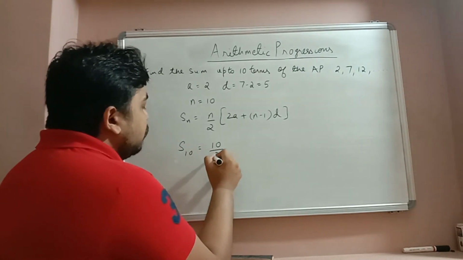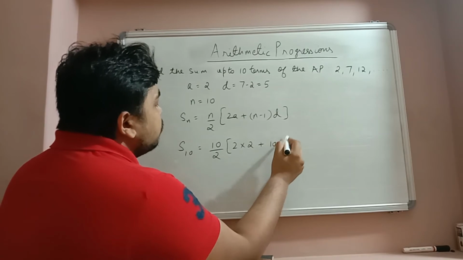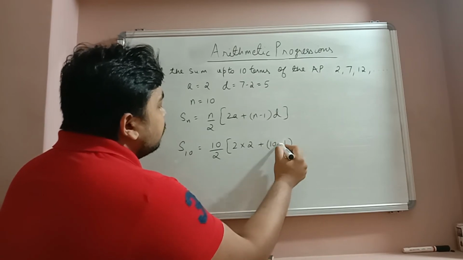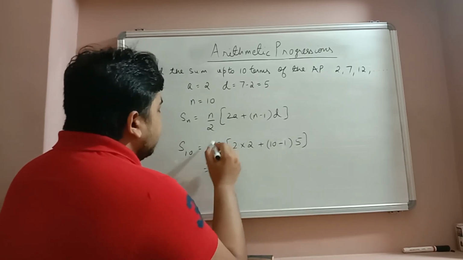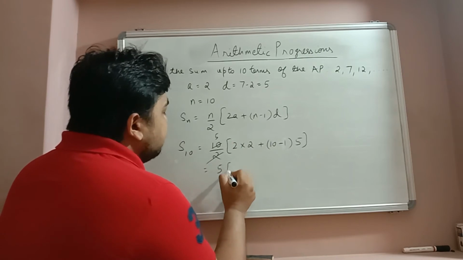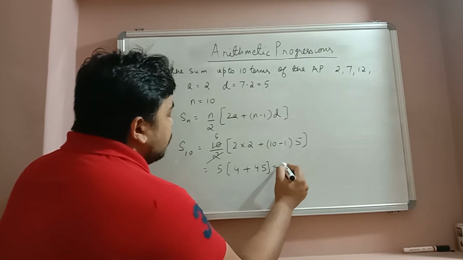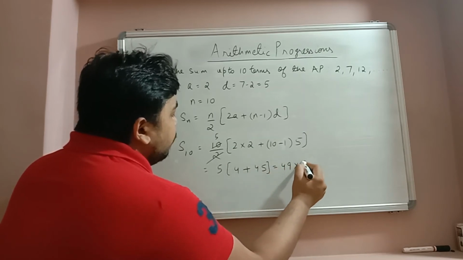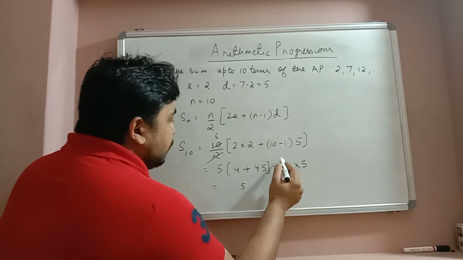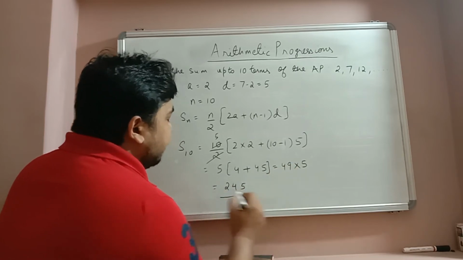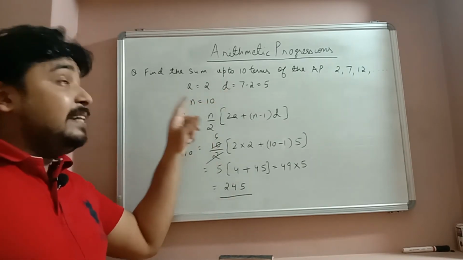This is 10 over 2, putting the value of n. Now putting the value of a, 2 into 2, plus (10 minus 1) into d, d is 5. So this comes out to be 5 times of (4 plus 9 into 5, that is 45). Or else this becomes 49 into 5, which comes out to be 9 fives are 45, 5 fours are 20, plus 45, that is 245. So 245 is the sum of the first 10 terms of this AP.